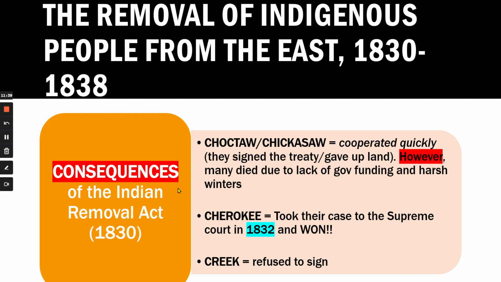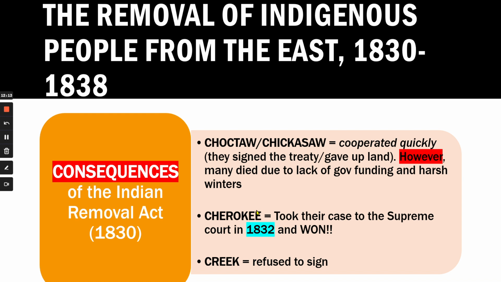Consequences of the Indian Removal Act was a lot of disruption to the Indians' peace, a lot of conflict and tension, and rightly so. So the Choctaw and Chickasaw, they didn't want any trouble. They cooperated really quickly. They gave up land, they signed the treaty, no problem. However, a lot of them died due to lack of government funding and harsh winters whilst travelling over to the west. So even compliance didn't get you anywhere.